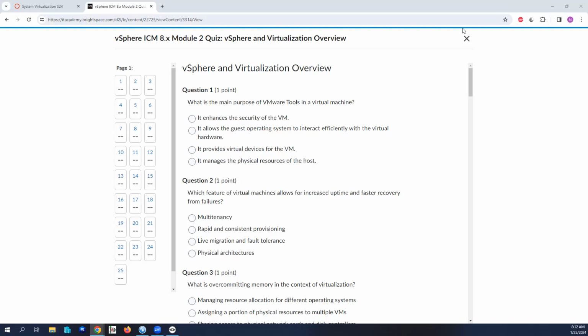The second one. The longest answer on this one is correct. It's the guest operating system, how it installs drivers for the mouse and video card. So the big thing now is GPU processing power, being able to handle all of that, and also drivers for the networking. So interacting efficiently with the virtual hardware is what VMware tools allows.